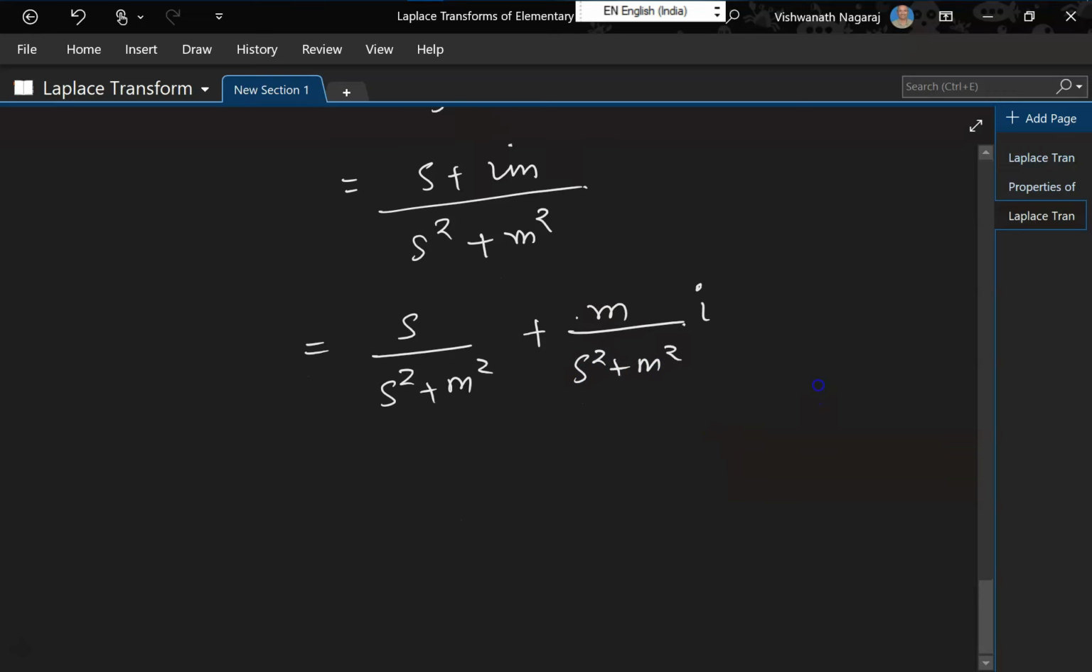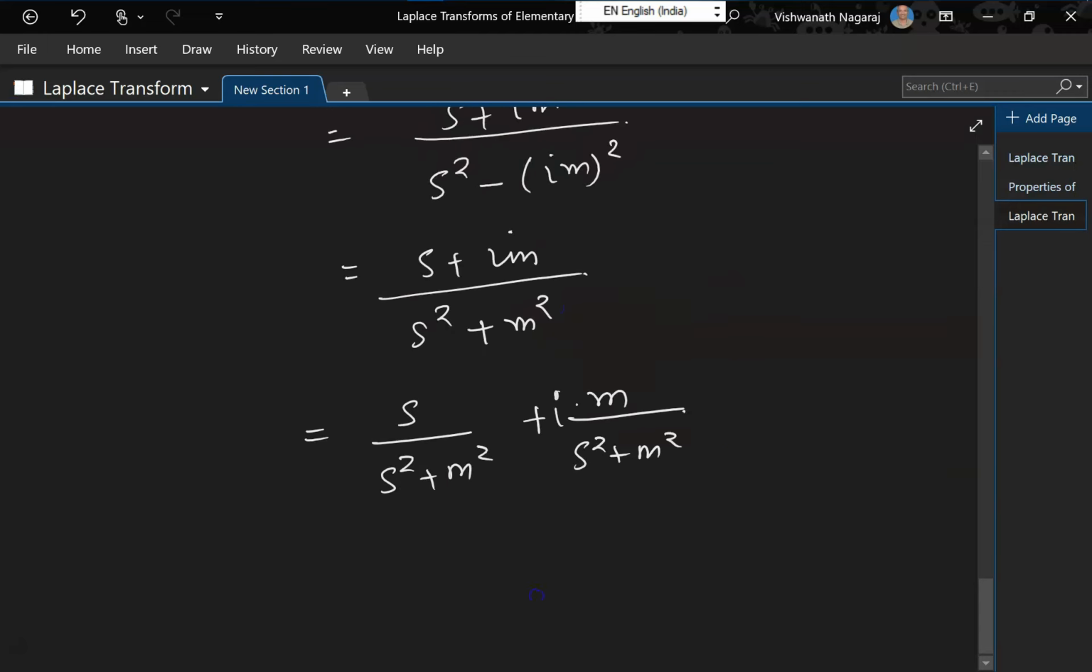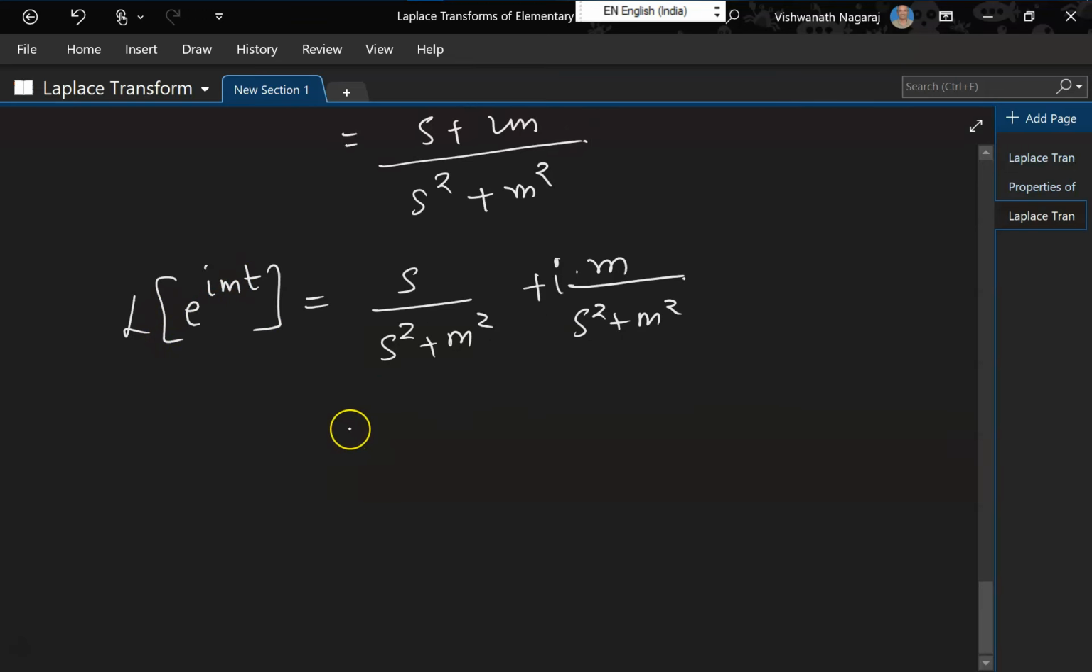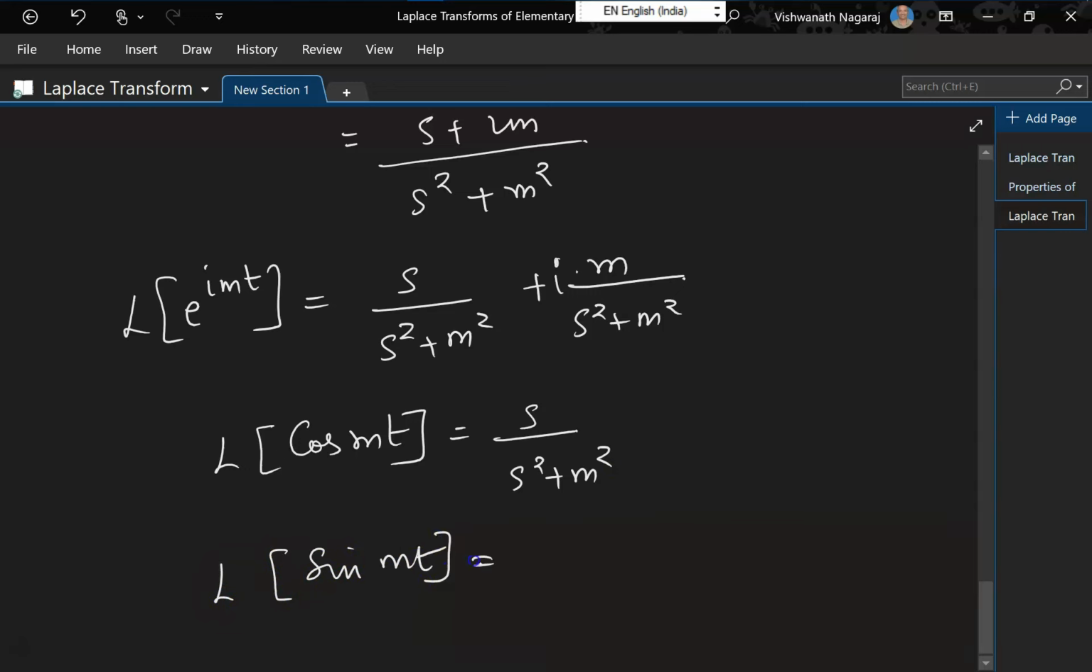We can write i either on this side or on this side, right? So remember, this is for the Laplace transform of e to the power of imt. So for the cos, what is it? It is going to be the real part, and the real part is s by s square plus m square. Similarly, the Laplace transform of sin mt is equal to the imaginary part. Now the imaginary part is m by s square plus m square.